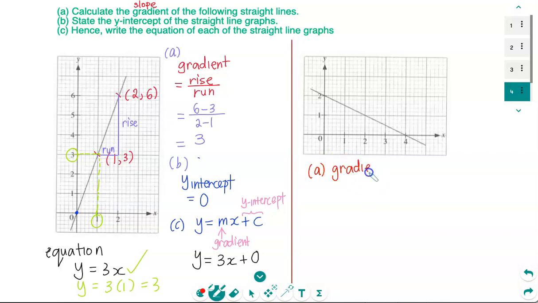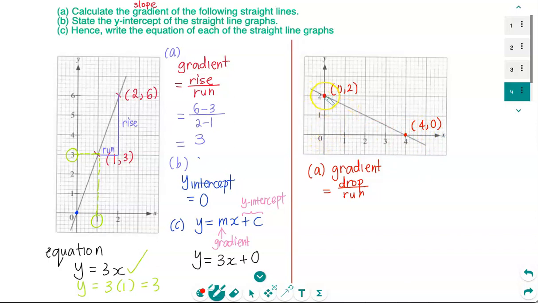So the gradient, we still use the same concept, whether it's downward sloping or upward sloping graph. We call it rise over run, but instead I call it the drop. Drop over run, because it's dropping, right? Let's say I choose two coordinates here. This coordinate here is 0, 2. And this coordinate here would be 4, 0. So reading from the x-axis first and then the y-axis.